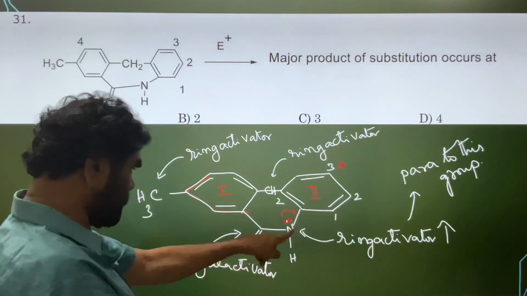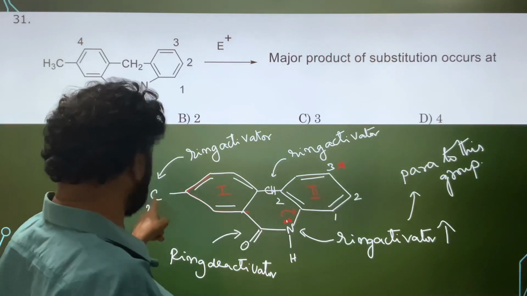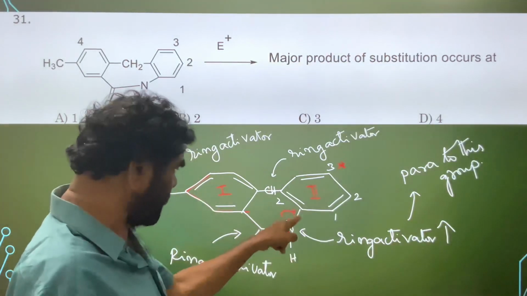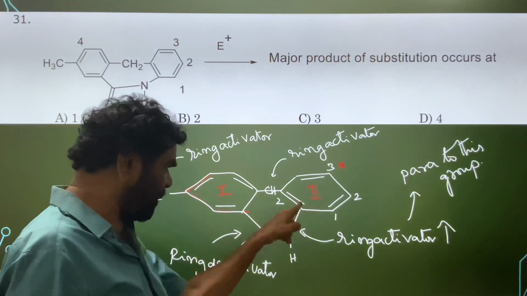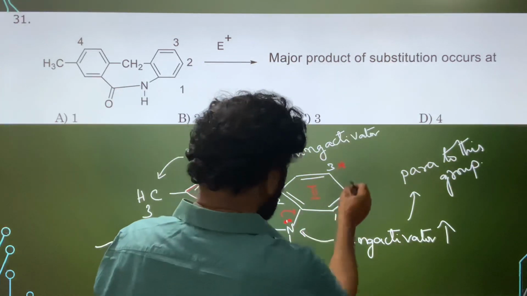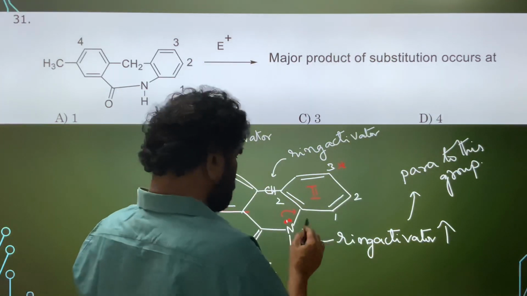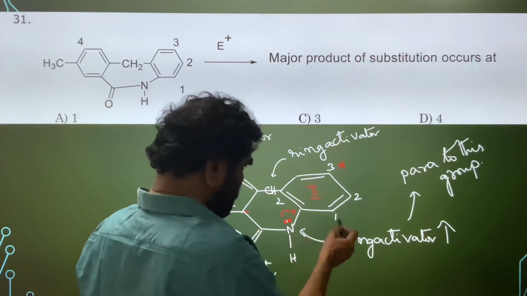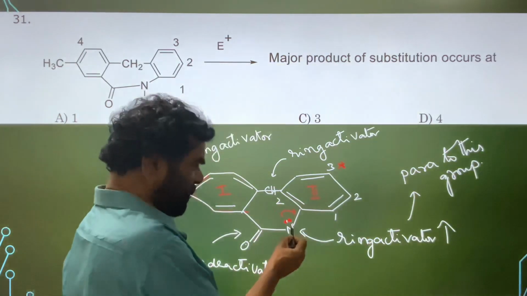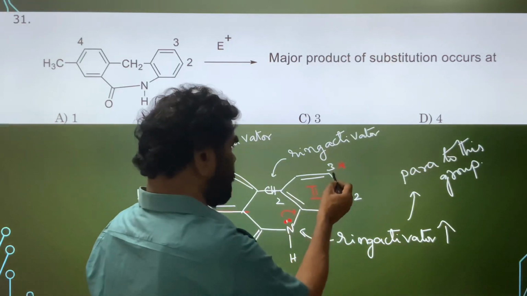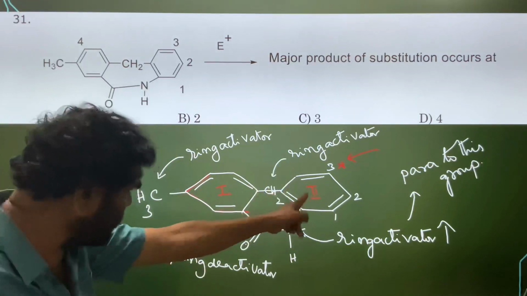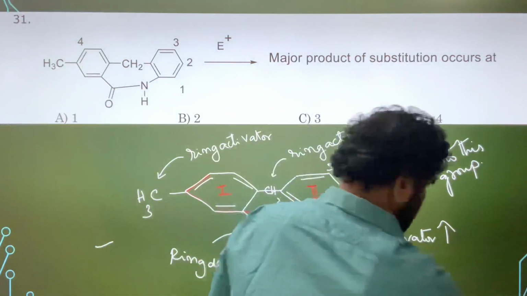Here this is a stronger ring activator than methyl. Methyl shows the ring activating tendency due to hyperconjugation, whereas this shows it due to the resonance effect. Therefore, this ring is more prone to the reaction. This is ortho, but because of steric effects substitution is not possible. This is meta with respect to the ring activator group. This is the para position. Here substitution readily takes place, on this ring.